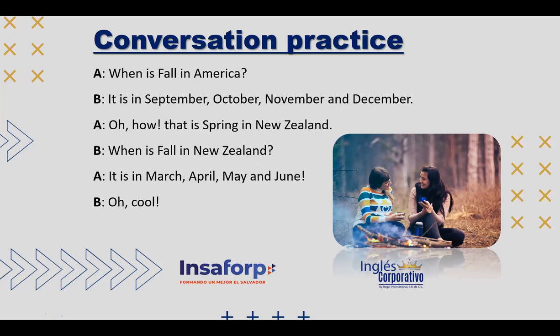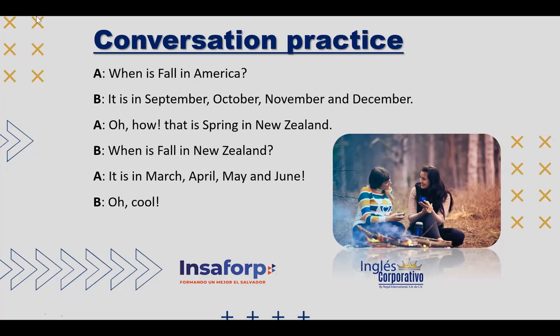Who wants to participate in this conversation? It says, when is fall in America? It is in September, October, November, and December. Oh, how? That is spring in New Zealand. When is fall in New Zealand? It is in March, April, May, and June. Oh, cool. Okay, so Evelyn, any other volunteer, please? Thank you, Evelyn and Veronica. Evelyn, you are A, Veronica, you are B.